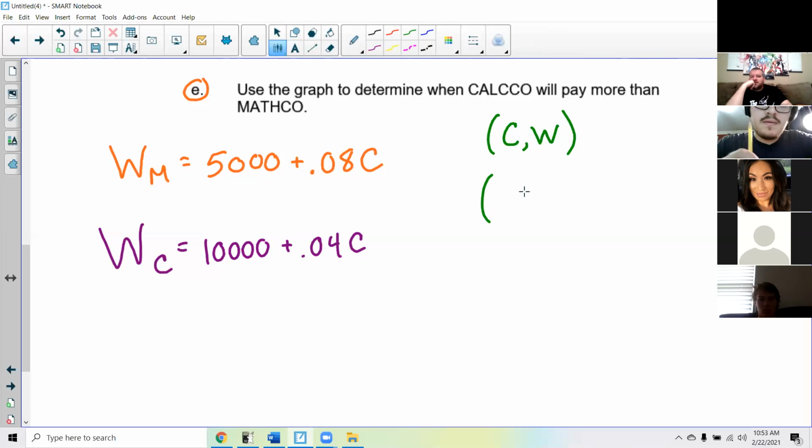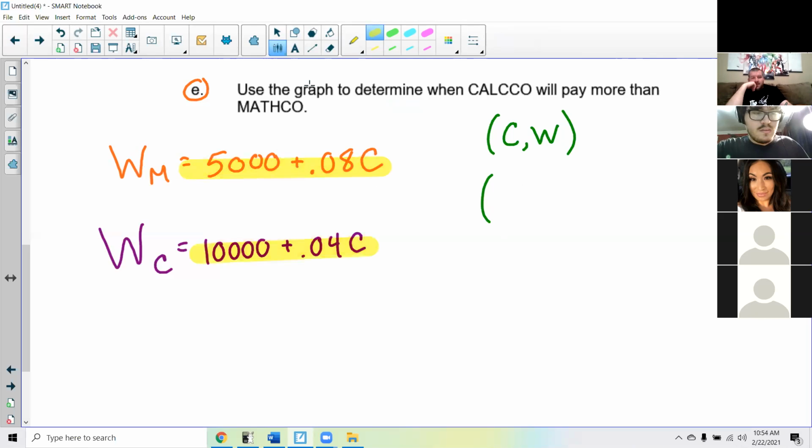Anybody get an answer for the intersection point? Set this thing equal to this thing, see where they cross. 125,000. Perfect. Okay, so they cross when C is 125,000. So that's how much you'll have to make if you want to earn the same amount of money at either company. And then what is that money you earn?